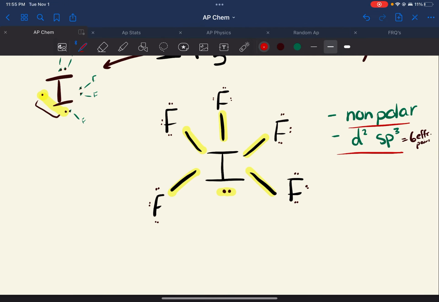So the shape of IF5 is going to be a square pyramid. The bond angle is approximately 90 degrees and it is polar.